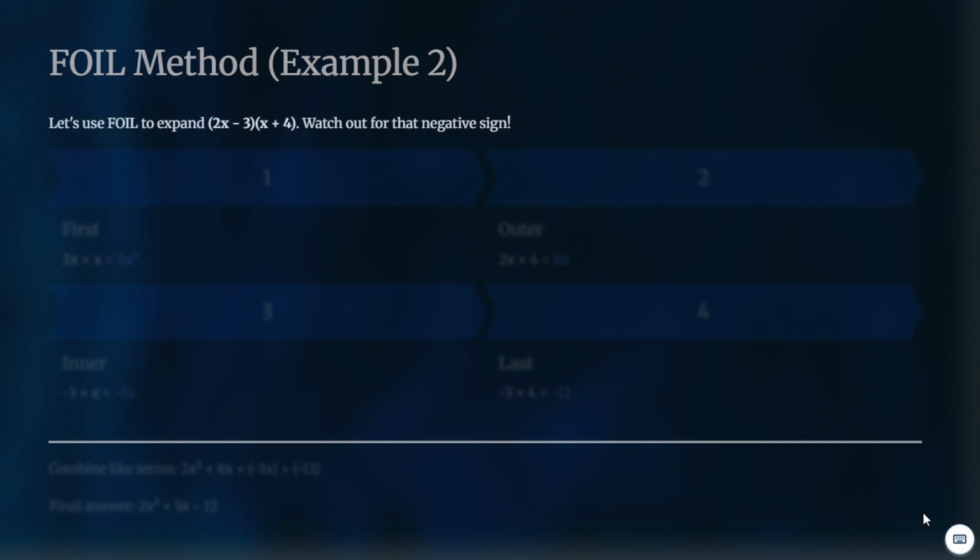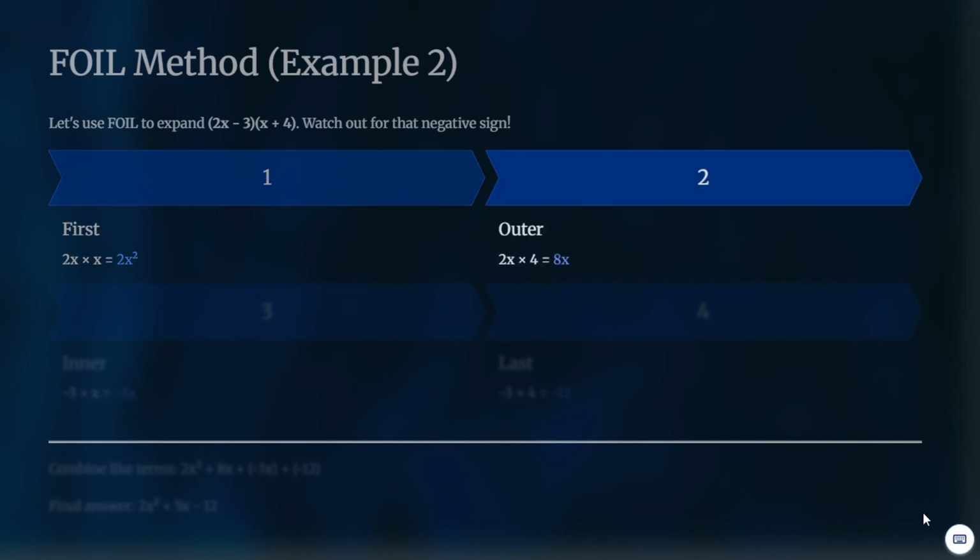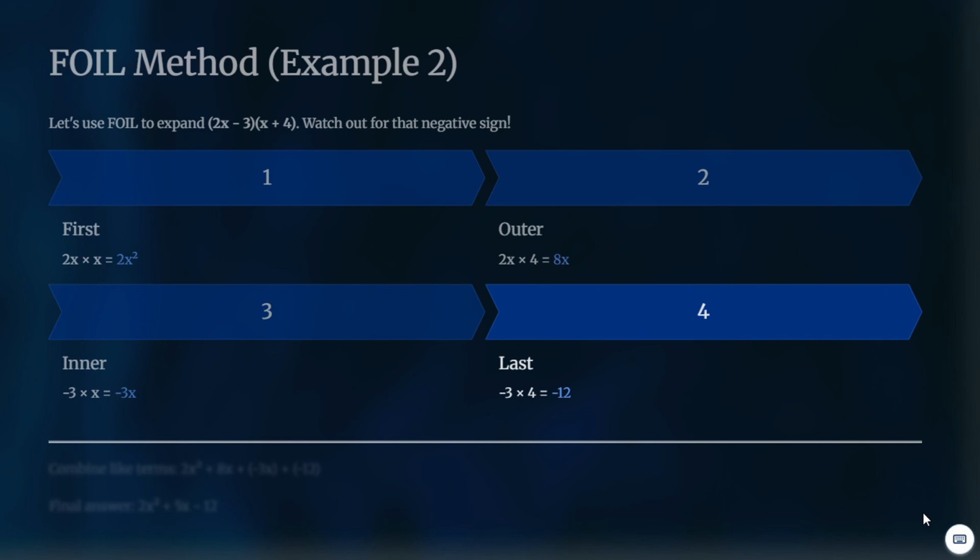First, let's expand using the FOIL method. Our first terms are 2x and x, and they multiply to 2x squared. Multiplying the outer terms, 2x times 4 is 8x. For the inner terms, we have negative 3 times x, which is negative 3x. And our last terms are negative 3 times 4, which equals negative 12. Combining like terms, this simplifies to 2x squared plus 5x minus 12.